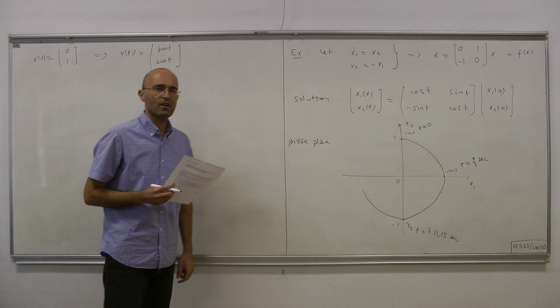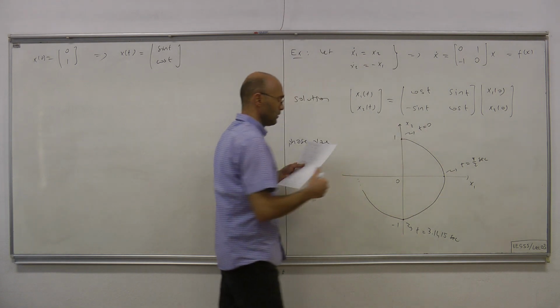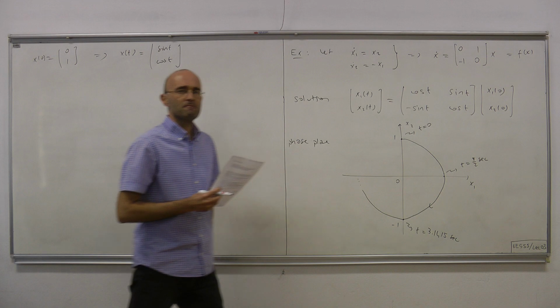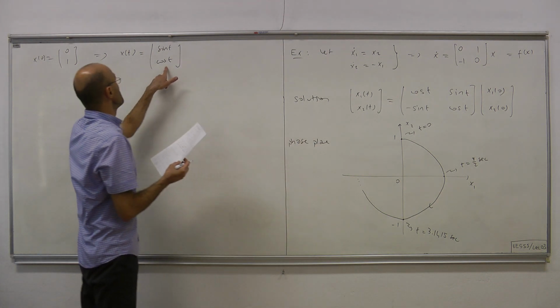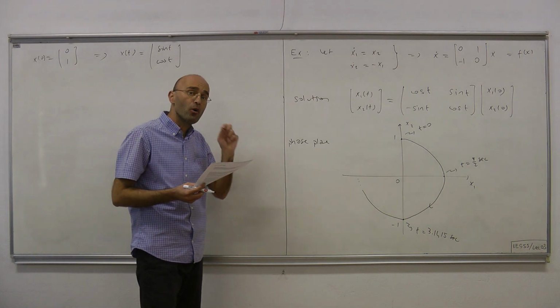And then what's the direction of time? Direction of time is clockwise. So we're moving in that direction. And we will always be on the unit circle. That's what this solution tells us. And we can never stop on the unit circle.